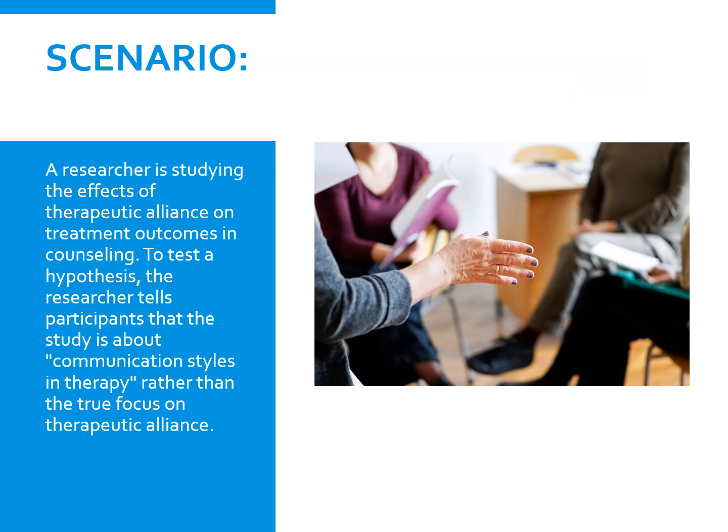So here's the scenario. A researcher is studying the effects of therapeutic alliance on treatment outcomes in counseling, and to test a hypothesis, the researcher tells participants that the study is about communication styles in therapy rather than the true focus on therapeutic alliance. So the reason for the deception: the researcher fears that if participants know the real purpose, they may alter their behavior, consciously trying to improve their relationship with the therapist, which could skew the results. Ethical concern here: this deception could be seen as misleading participants about the true nature of the study, raising questions about the integrity of the research process and whether participants' rights are being fully respected.